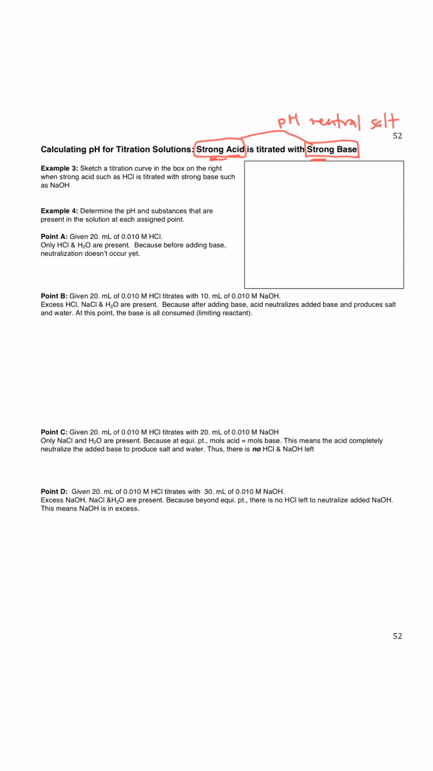Example 3 asks to plot a titration curve for the strong acid HCl titrated with sodium hydroxide. In this case, we need to identify first which one is the titrant and which one is the analyte. When the HCl is titrated, this implies that HCl is the analyte. And when it's titrated with the strong base, we see that sodium hydroxide is the titrant. Therefore, in order to plot the graph, we will plot the pH of the analyte versus the volume of the sodium hydroxide, which is the titrant in this case.